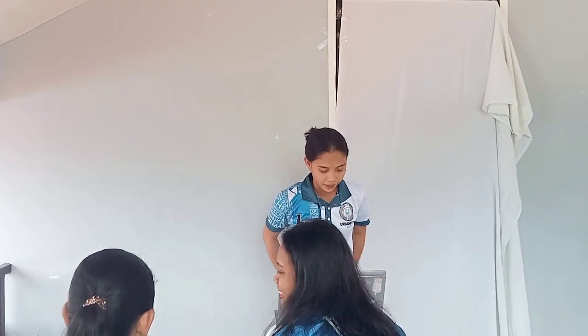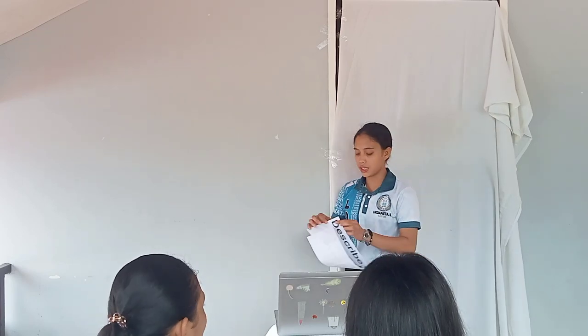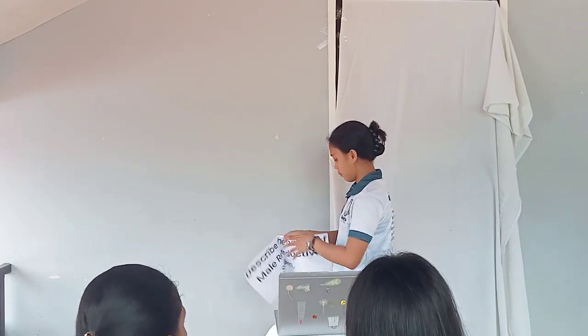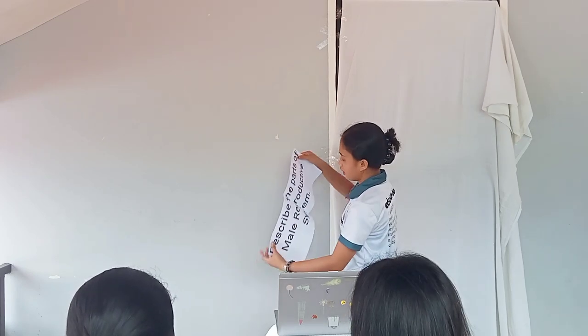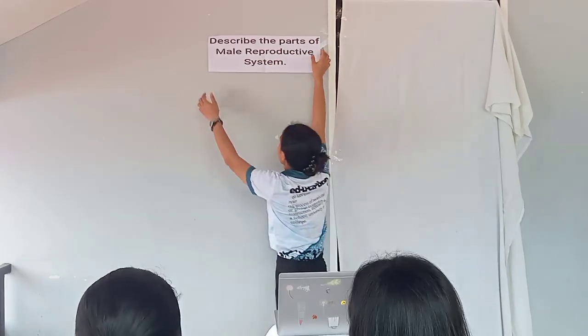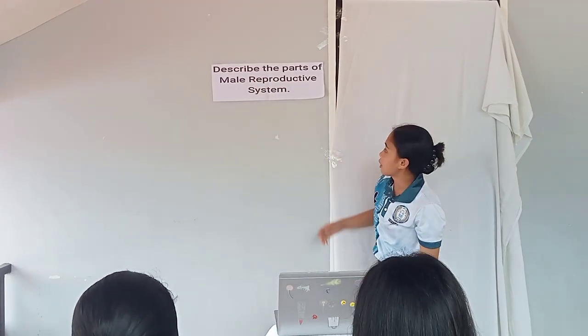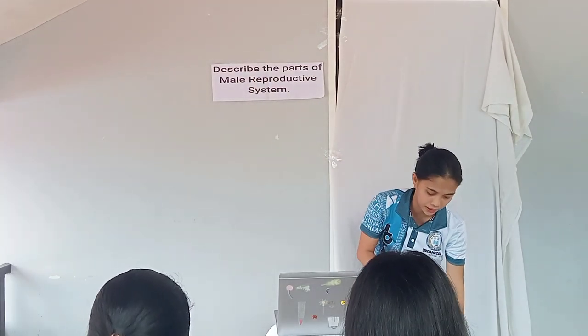Very good. Okay, class. From the game that you played and the activity that you did earlier, what do you think is our lesson or topic for today? Anyone? Lyra, what do you think is our topic? About the male reproductive system. Okay, very good. Our topic for today is about describing the parts of the male reproductive system.